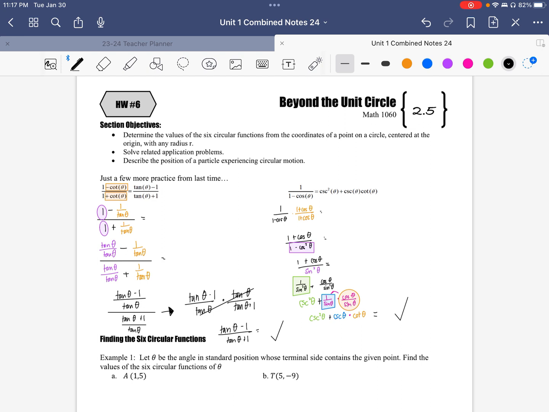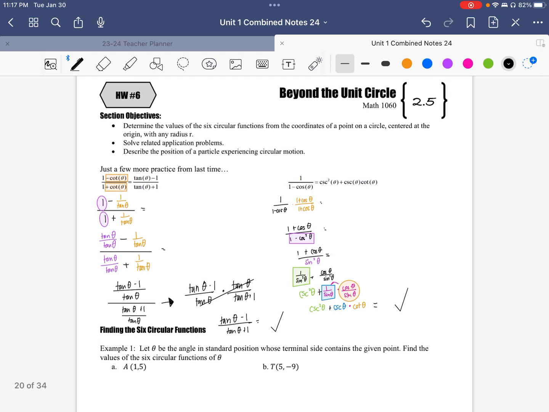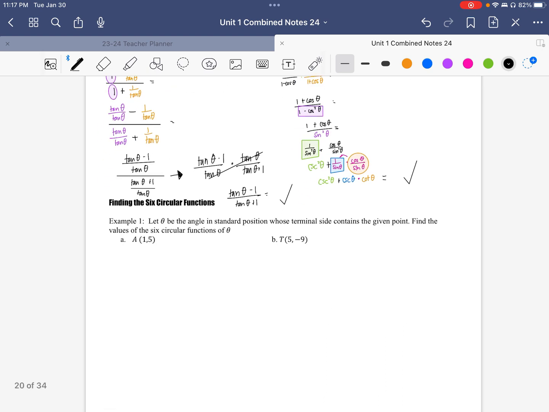So the big things that we're supposed to be learning today is to determine the values of the 6 circular functions from the coordinates of a point on a circle centered at the origin with any radius r. So really this means we're just moving away from the unit circle. We've always been dealing with just the unit circle, but as you know, not every circle has a radius of 1. So we're going to go ahead and focus on these ones now.